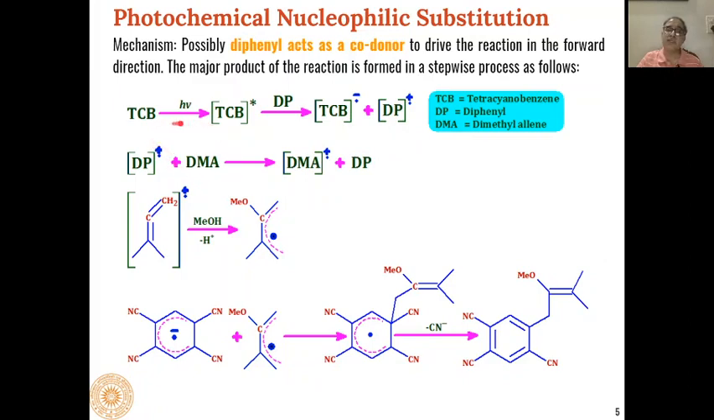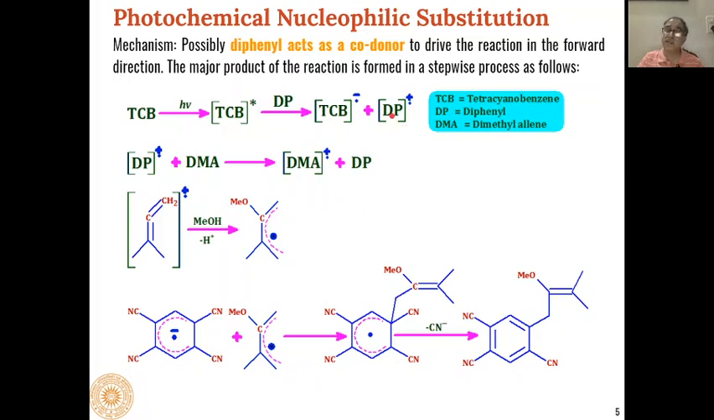So what happens is, in the first step, the tetracyanobenzene, when this is irradiated, goes into the first excited state, and this excited tetracyanobenzene then reacts with diphenyl, which acts as a co-donor. On reaction with diphenyl, the tetracyanobenzene is converted into a radical anion, whereas diphenyl is converted into a radical cation.